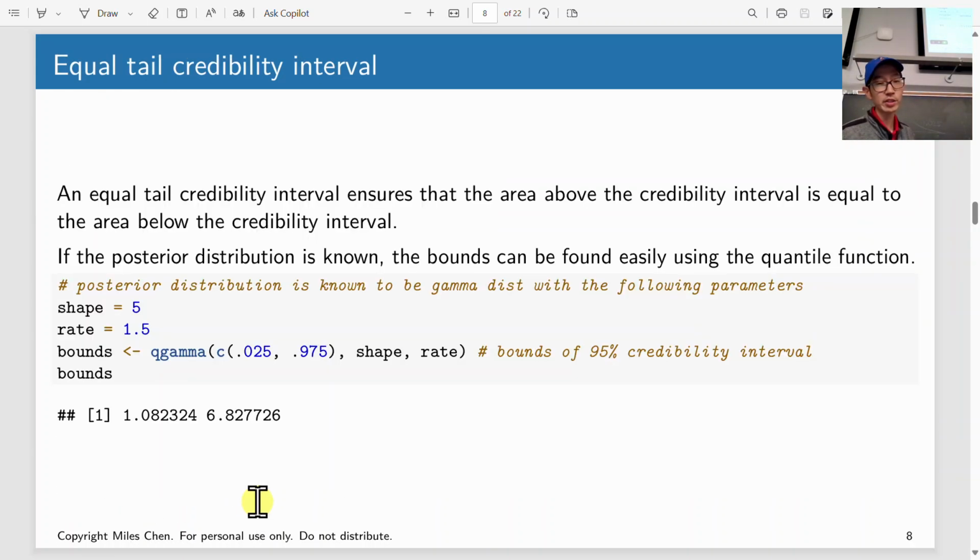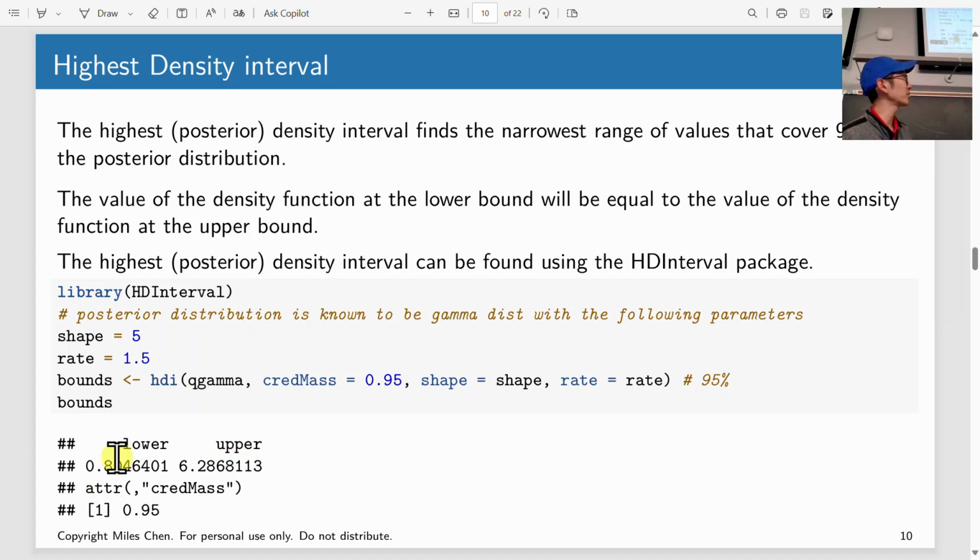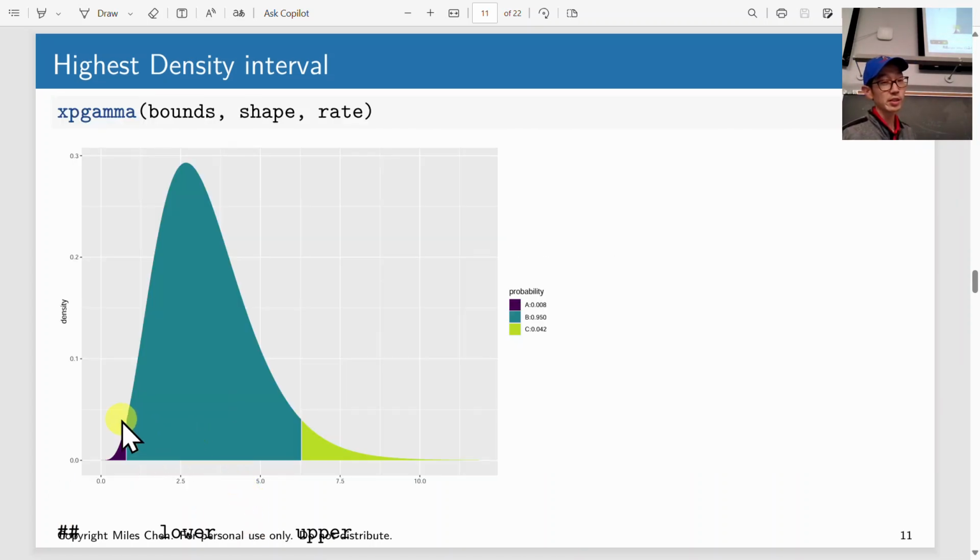Okay, contrast that to over here. Our lower bound was 1.08 and over here, our upper bound was 6.82. Here my lower bound is 0.8 and my upper bound is 6.28. Okay, and it looks like this. And the idea here is that the height of the left-hand side and the right-hand side are the same height. Okay, this is the highest density.